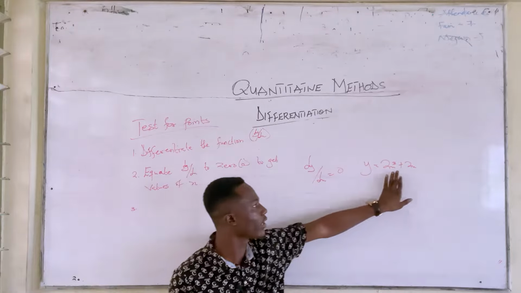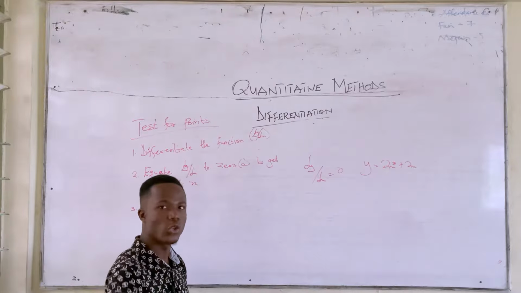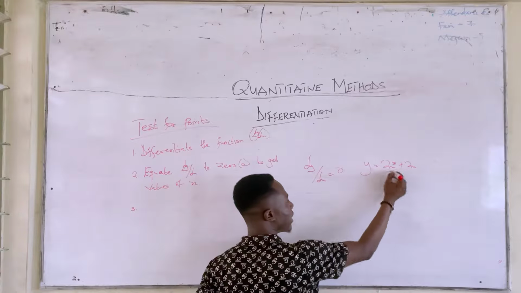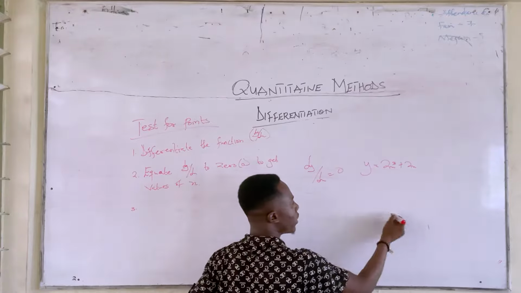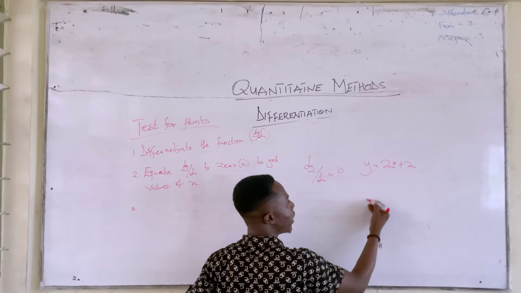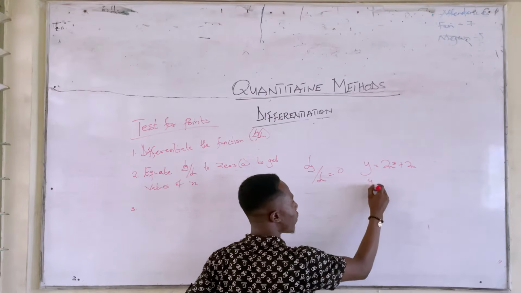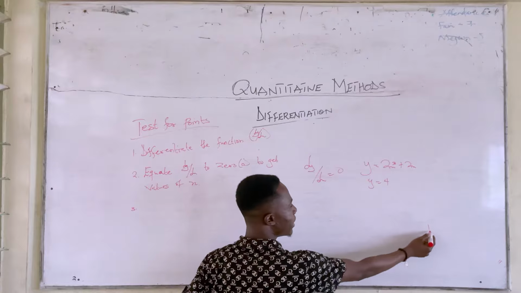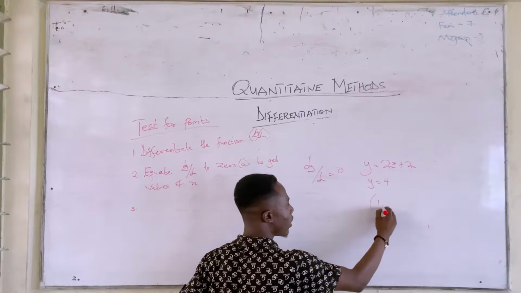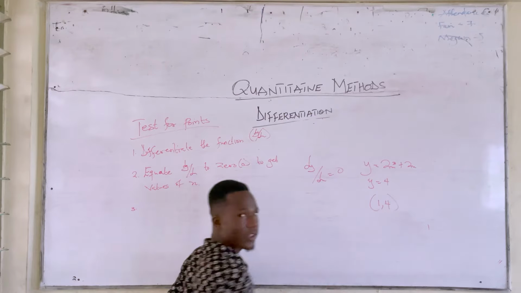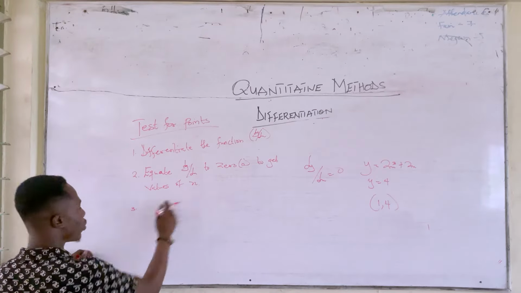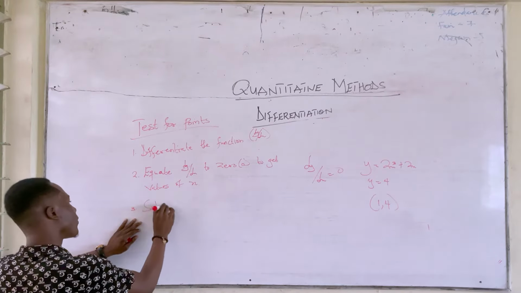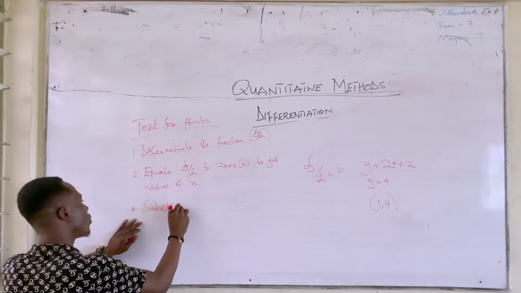So after getting the values for x, you pick one and insert it in the function to get y. Assuming x is equal to 1, you put 1 here, you put 1 here, you have 2 plus 2, so your y is equal to 4. So if x is equal to 1, y is equal to 4, you have gotten the first point. That is what we mean. So after getting the values of x, you substitute the values of x into the function.